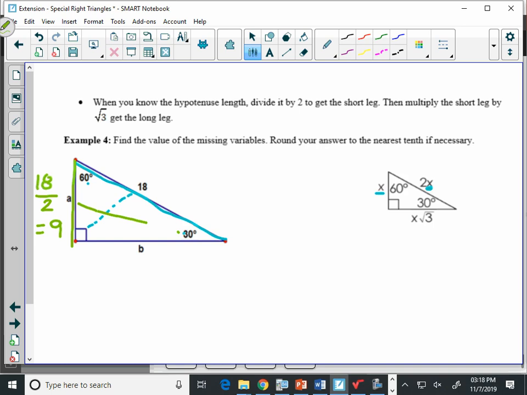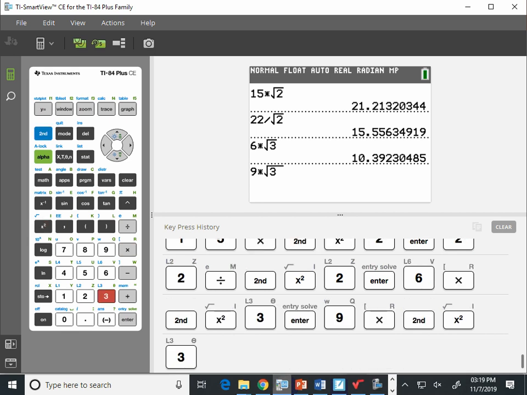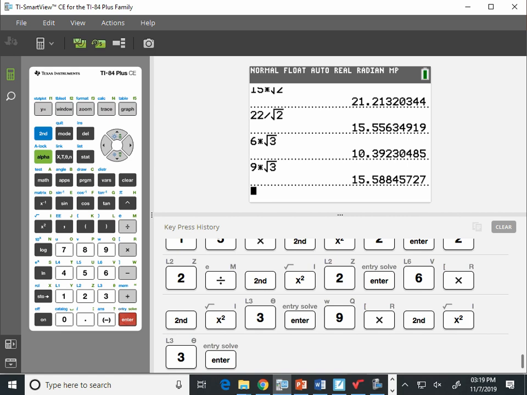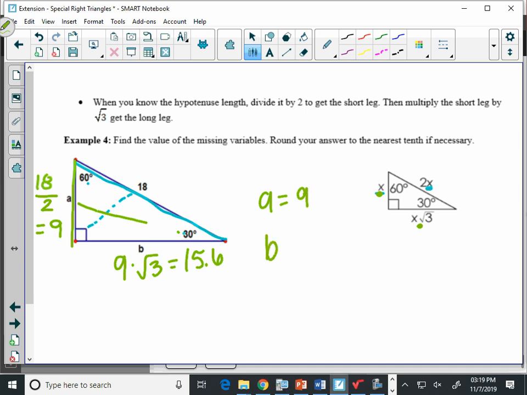Now that I know my short leg, when I look at my diagram, to go from short leg to long leg, I just multiply it by radical 3. So when I do 9 times radical 3, I get about 15.6. So A is 9 and B is 15.6. And there you go.